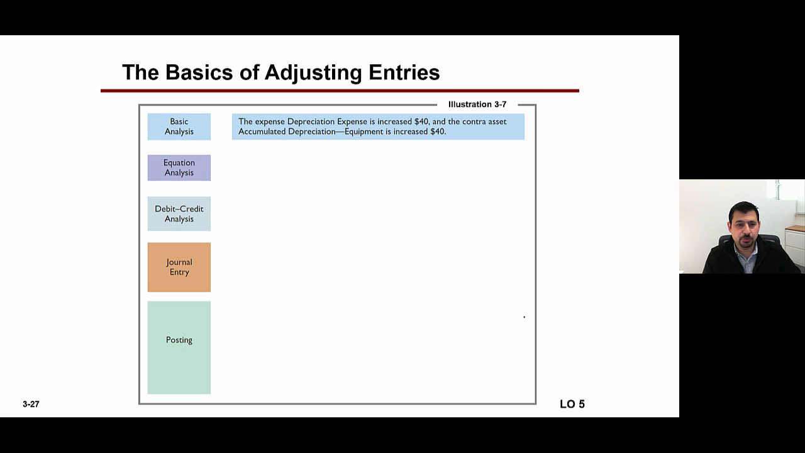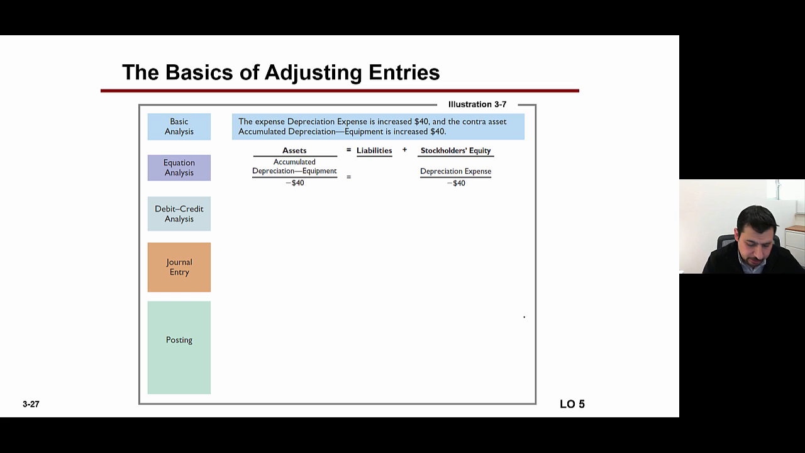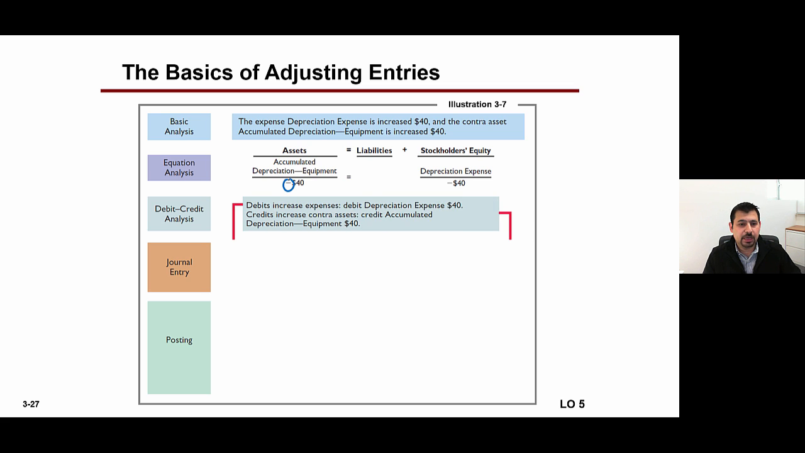So the way to do it is we put under assets accumulated depreciation for equipment. This is because it's a contra asset. It's the negative here. Again, it shows that it has a negative effect on assets because it's a contra asset. And then we debit expenses, the depreciation expense, and we credit accumulated depreciation for equipment. This is to record monthly depreciation.